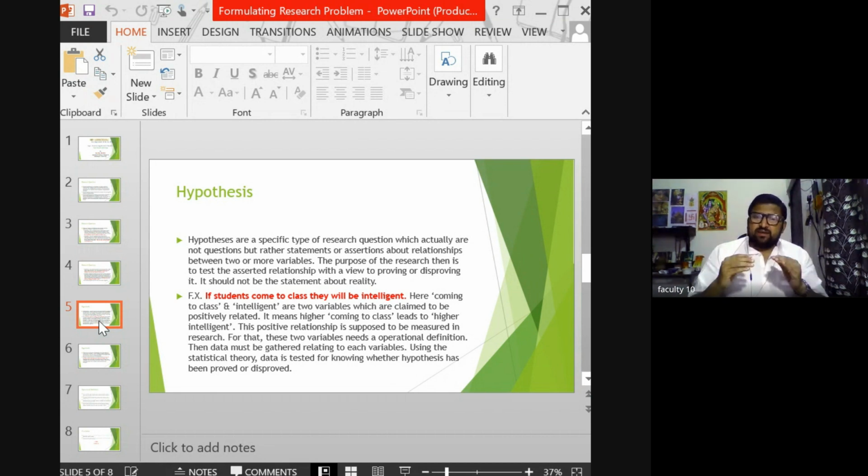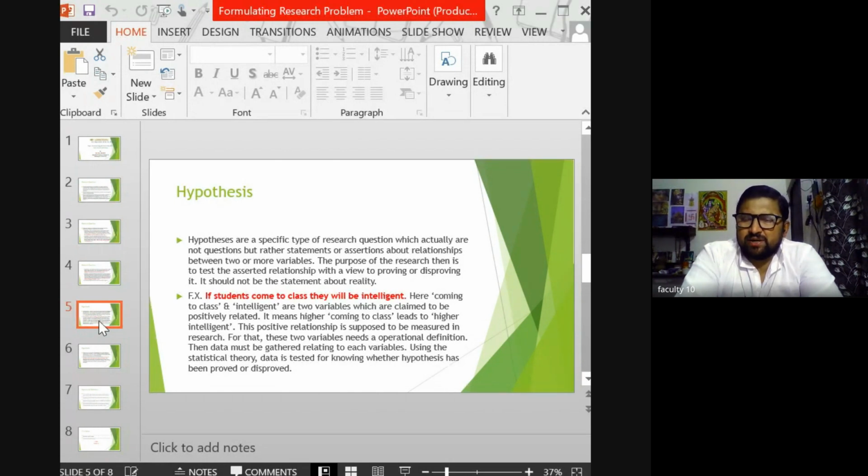So, when you are testing this hypothesis, what you will do is define what it means by coming to class and what it means by intelligent. For that, you need to operationalize these two terms. I will come to that. What is operationalization? For now, just hear this word from me, that it needs operationalization. Coming to class means what? Intelligent means what? Once you define what is coming to class and what is intelligent, then you will be in a position to measure the relationship between coming to class and intelligent.